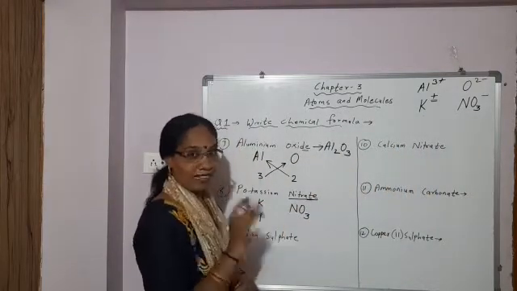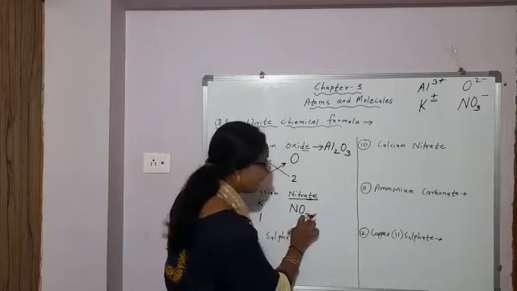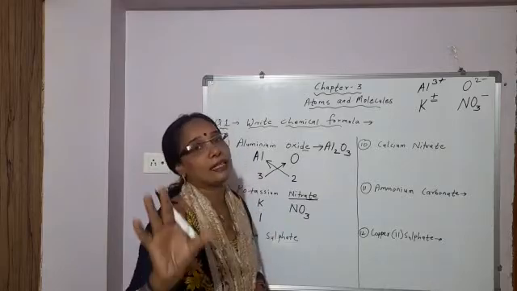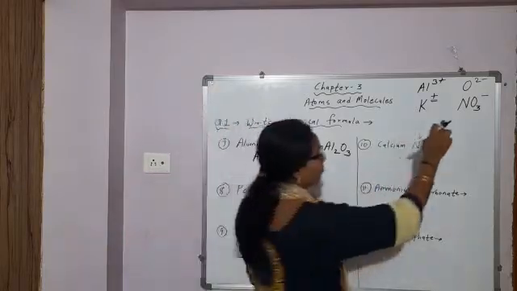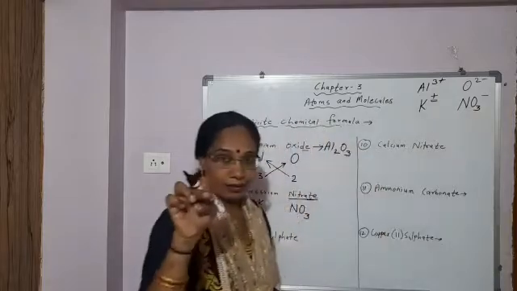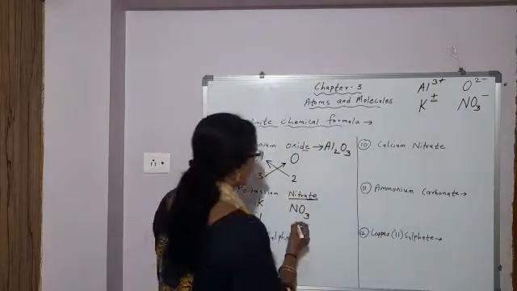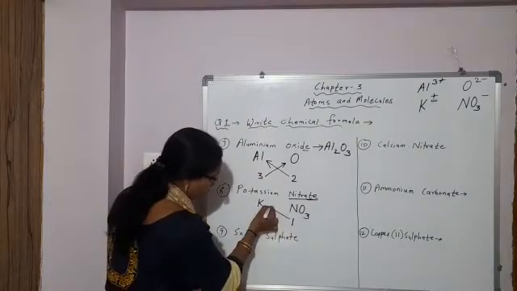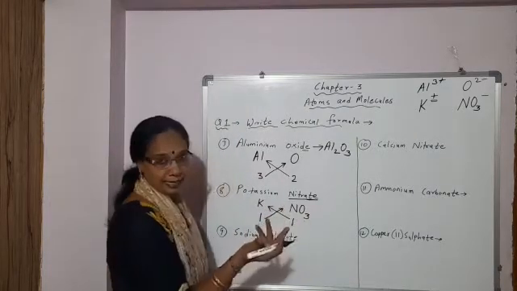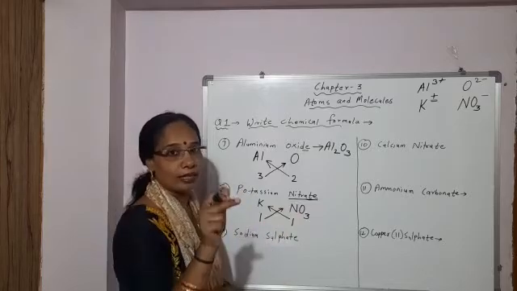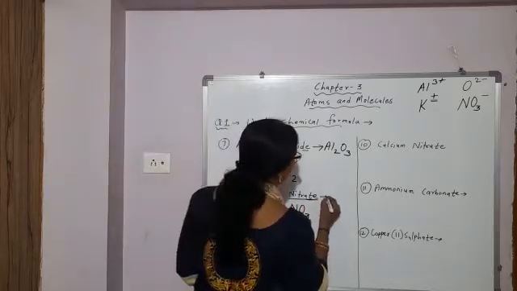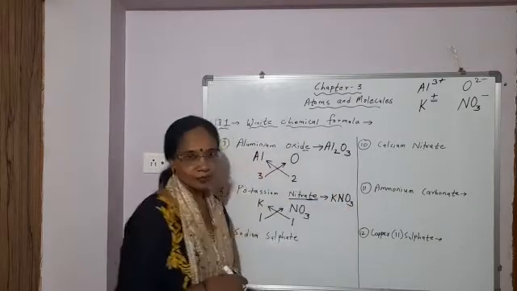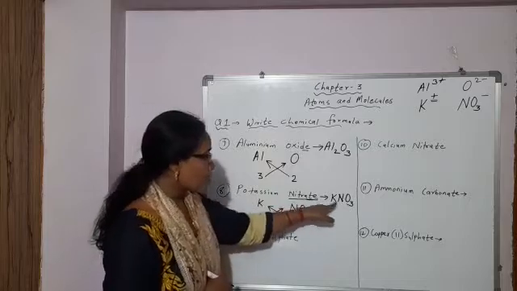NO3. Many students make the mistake, this 3 they take as valency. This is not valency. Formula of nitrate is NO3. And what is valency? Minus means minus 1. So what is valency? 1. So write the valency 1. Now 1, if you cross multiply, you will get the same. You will not write K1 NO3 1. You just write what is the formula? KNO3. Okay. And this is potassium nitrate.